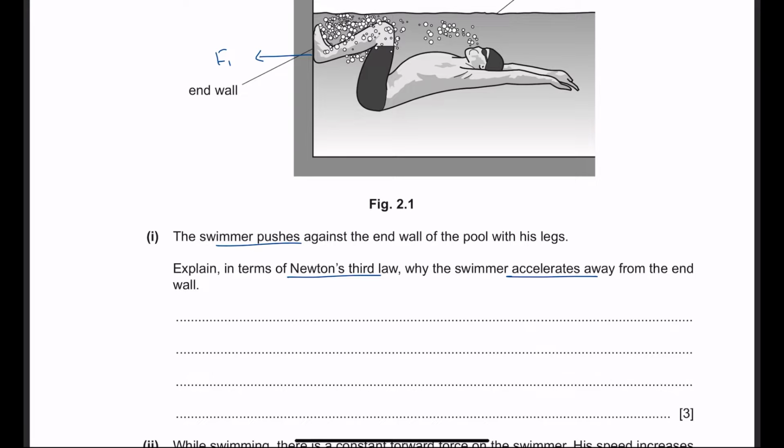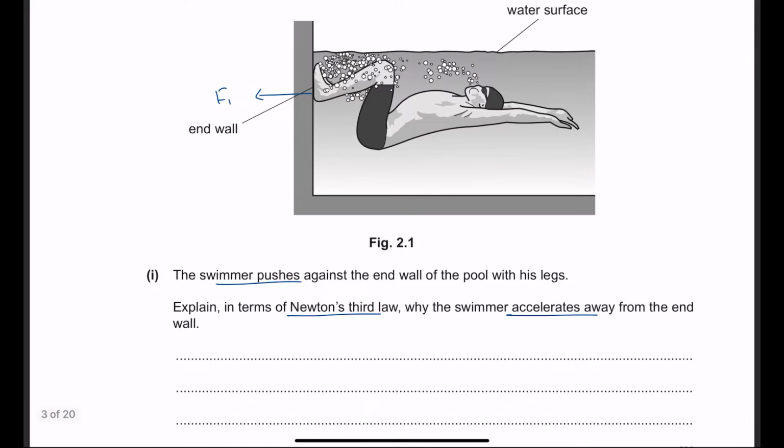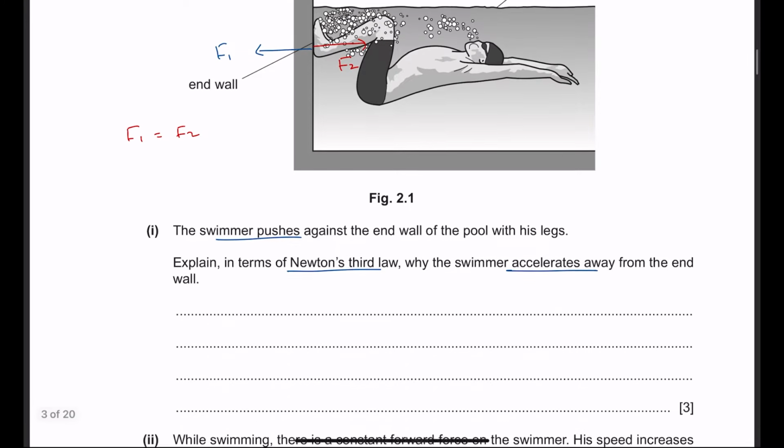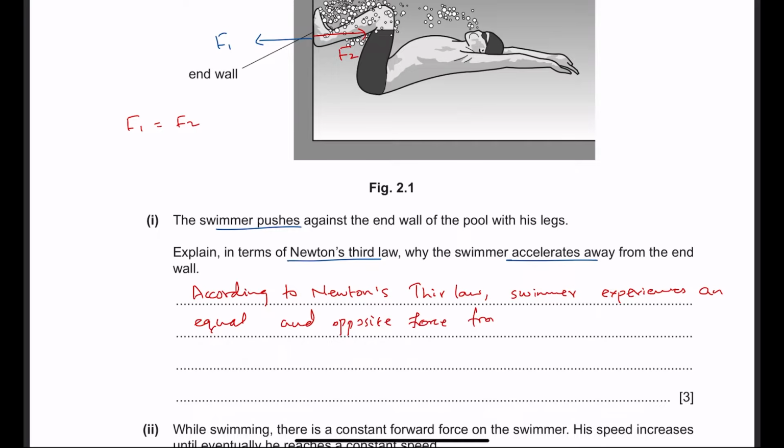Well, when he pushes on the wall, according to Newton's third law, he will also experience an equal and opposite force, F2. Now this F1 and F2 are equal to each other and opposite in direction. So he exerts a force on the wall and the wall exerts the equal and opposite force on him.